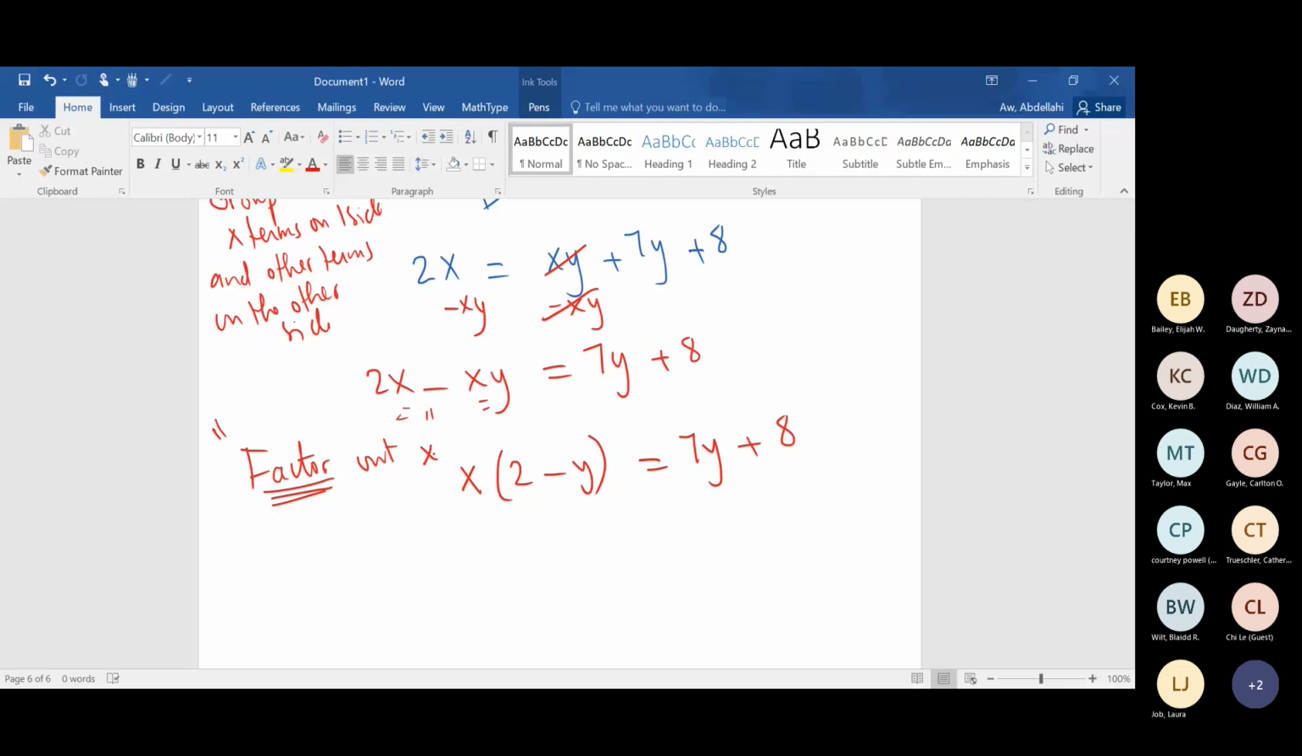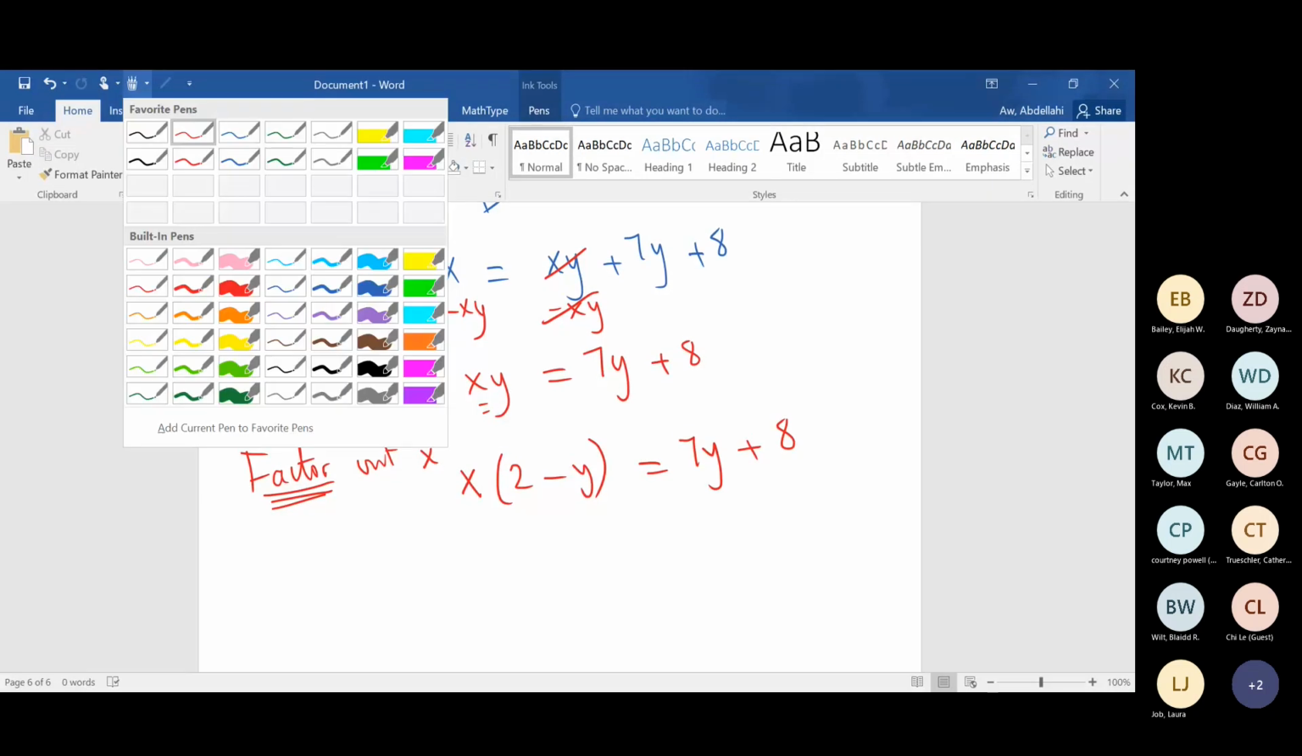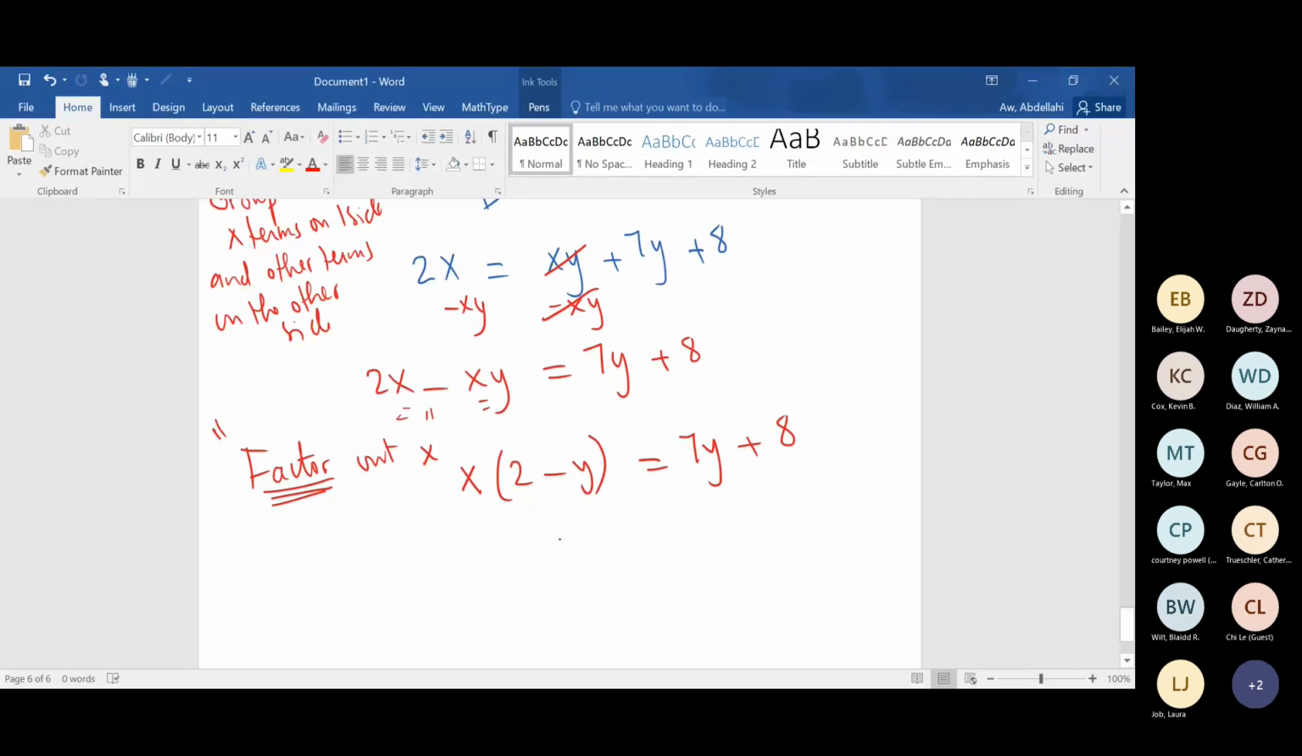Now you have to divide by what to get x by itself? Now you have to divide by 2 minus y. Exactly. 2 minus y, 2 minus y. So now you get x equals (7y plus 8) over (2 minus y). And now you are done. So you got f inverse of x is (7x plus 8) over (2 minus x).